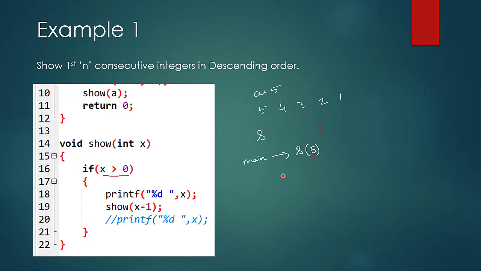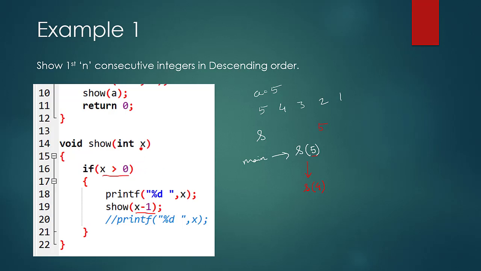Then what is happening? The show function is calling itself, but here it is passing the parameter x minus 1. So x minus 1 means, what is the current value of x now? It is 5. So 5 minus 1 is 4. So the show function will call itself with the parameter 4.